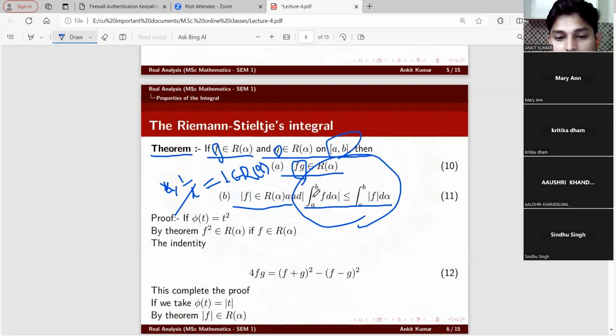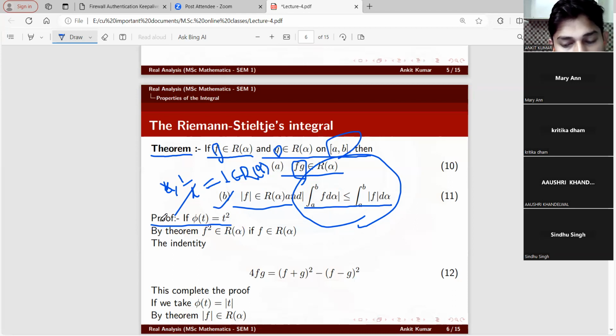Modulus value of integration is always less than or equal to integration of the modulus value. This statement says that. Now, we see the proof. What is the proof of this function?